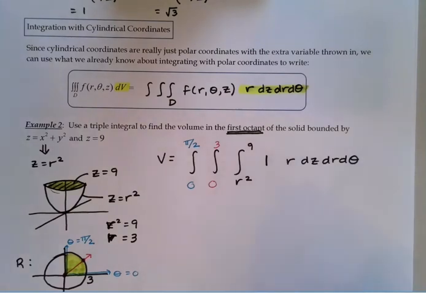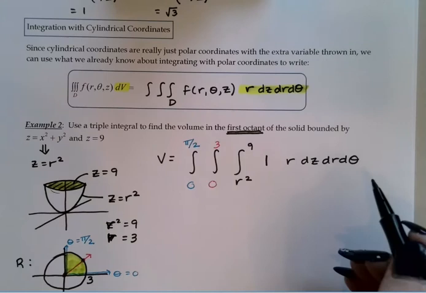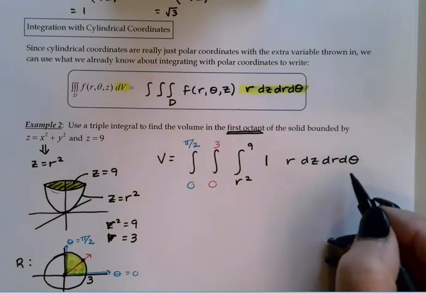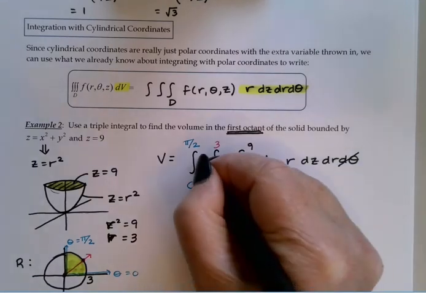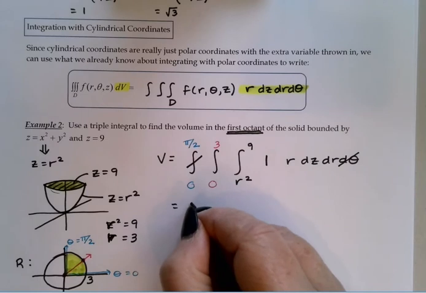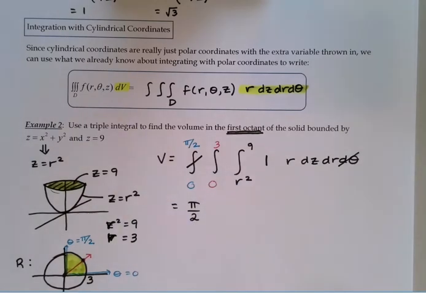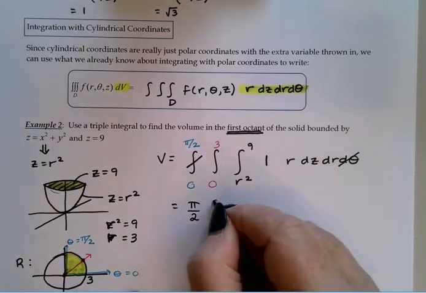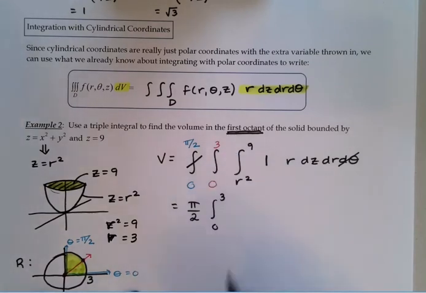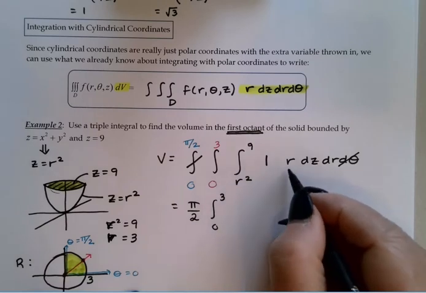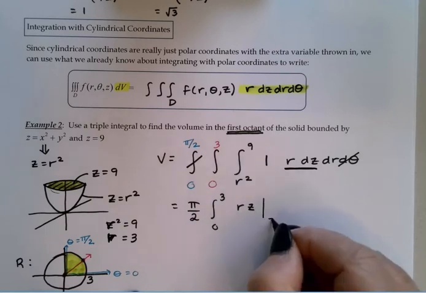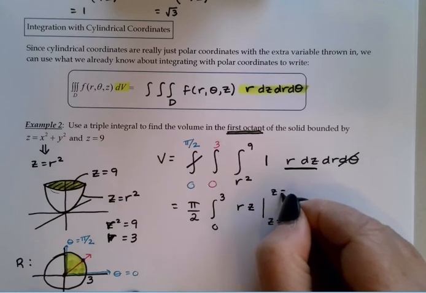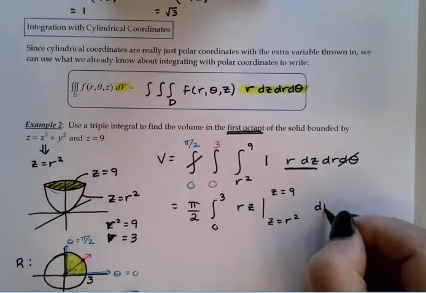So I'm going to integrate, but before I do, let's use our trick again. Notice here that indeed there is no theta anywhere in this integral except the d theta. So I can use our old trick and say, let's just get rid of the theta integral. We know it will automatically give us a multiplier of pi halves. I then have the second integral, which is 0 to 3. In this first one, I'm integrating r dz, which will just be rz, evaluated from z equals r squared to z equals 9. The r out here waiting its turn.